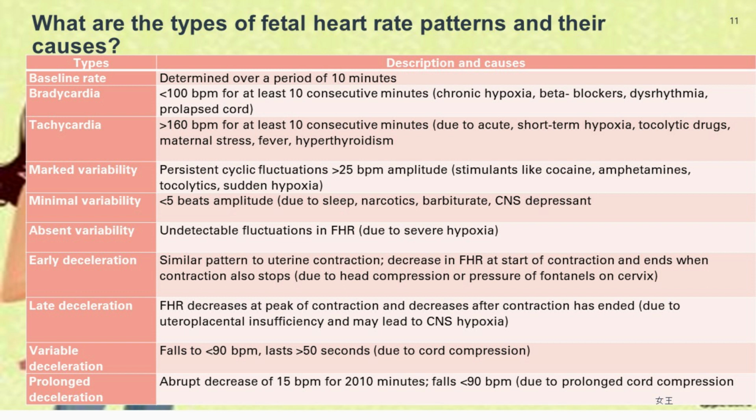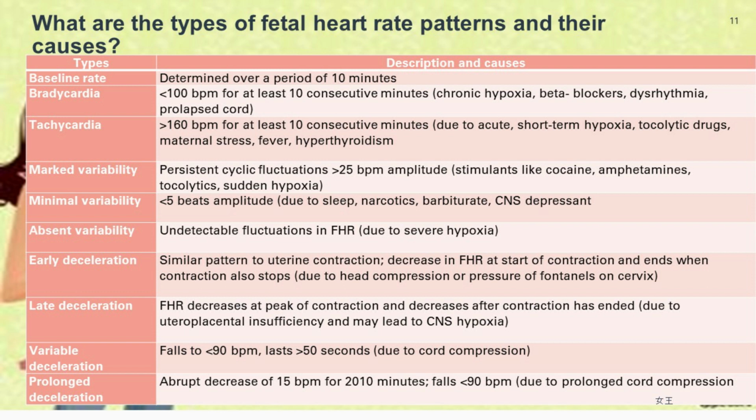Early deceleration, similar pattern to uterine contraction, decrease in FHR at start of contraction and ends when contraction also stops, due to head compression or pressure of fontanelles on cervix. Late deceleration, FHR decreases at peak of contraction and continues after contraction has ended, due to uteroplacental insufficiency and may lead to CNS hypoxia. Variable deceleration falls to 90 bpm, lasts greater than 50 seconds, due to cord compression.